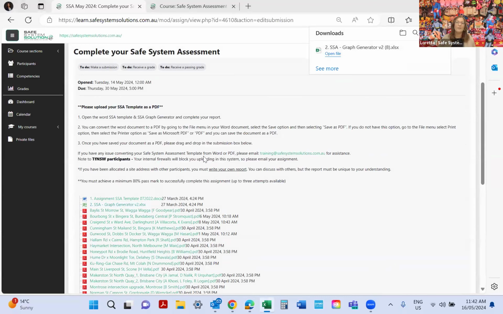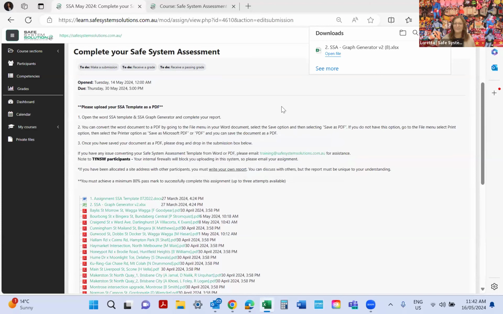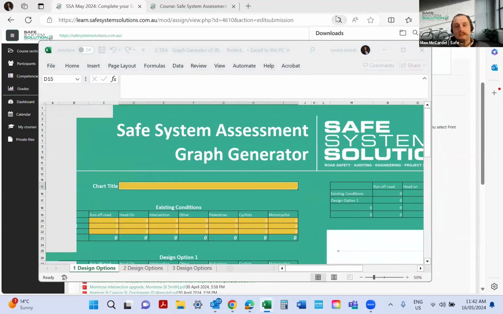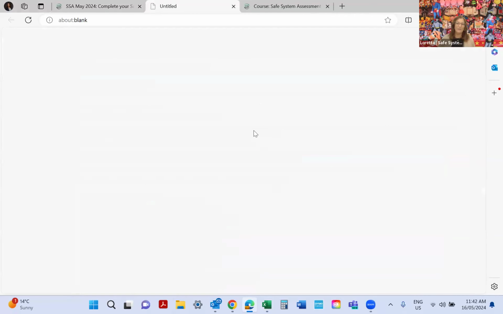So this is the graph generator. Loading on my other screen. I won't be a moment. Got some issues, won't be a sec. Here we are. You can see that? Yep. Okay, so that's the first one. And then we have the template.